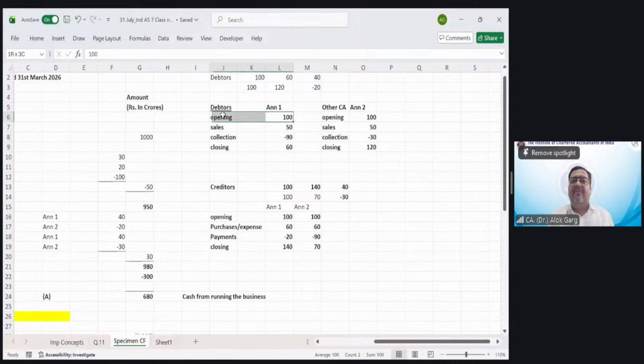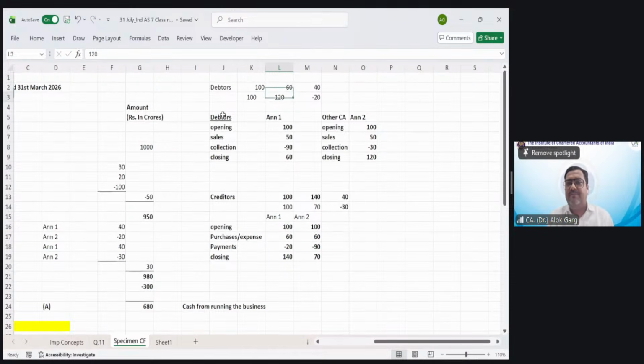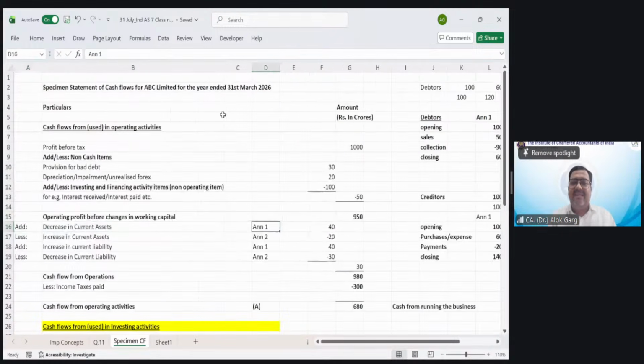So opening debtor was 100, sales was 50, collection was 90, closing debtor was 60. Your debtor is decreasing by how much? Your debtor is decreasing by 40 rupees. Means you can see you made a sale of 50, but you collected 90, means more cash came in. So there is a decrease in the current asset.